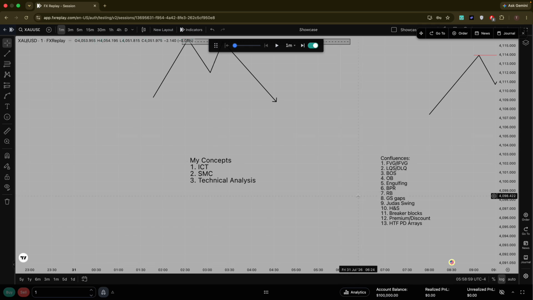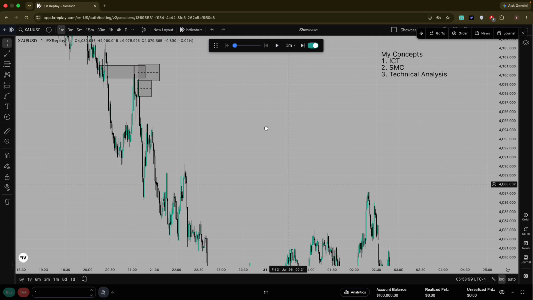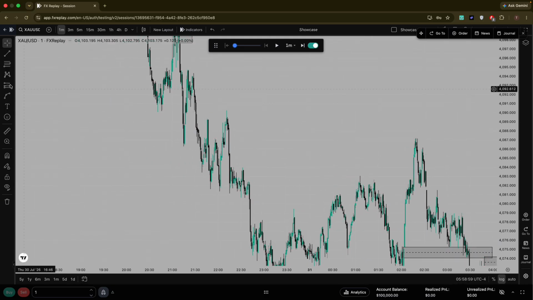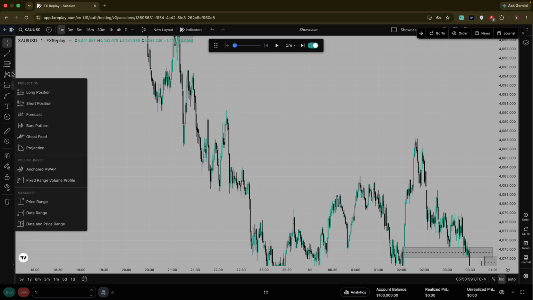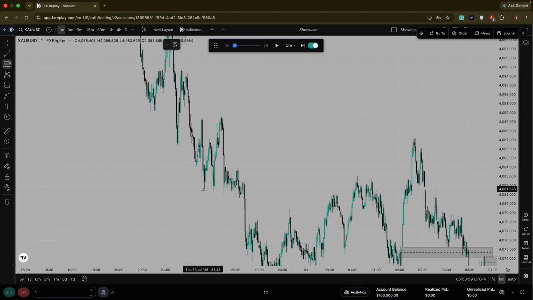Now we'll get into premium and discount. Premium and discount is basically a range. I don't have it set up on FX Replay, but I do use it here and there, just not as often as I should be. So we'll set it up from the bottom of this candle to the top of this candle right here. And what normally would be here is, sorry, give me 1 second.